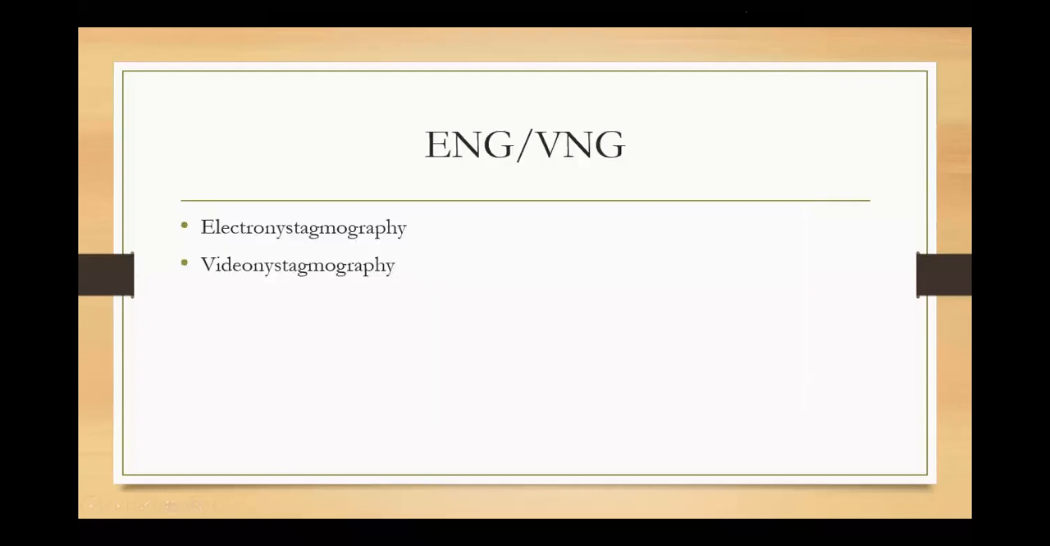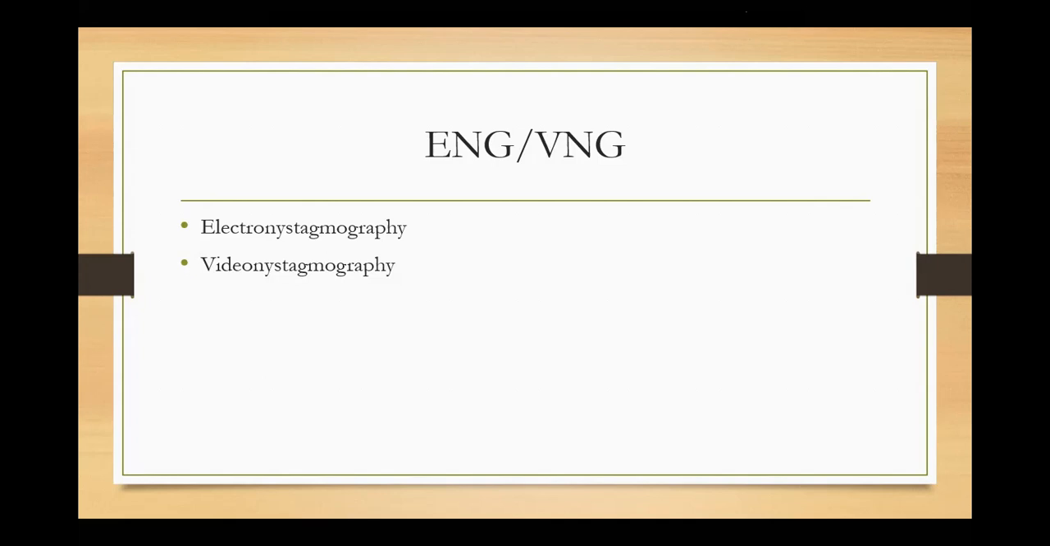So we will get into the ENG and VNG. ENG is the electronystagmography, and the VNG is your video nystagmography. Let's leave this electro and video. What is nystagmography? We know what is nystagmus, right? Nystagmus is a rapid eye movement. When we are trying to make it like a graph, we are going to call it as graphy. So nystagmography is a graph of nystagmus, a pictorial representation of nystagmus.